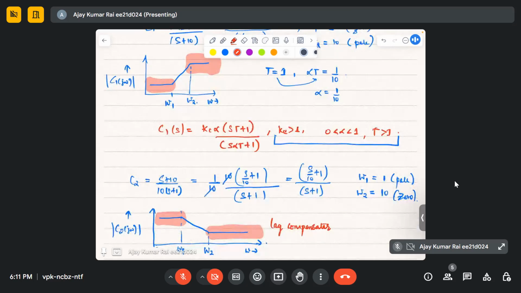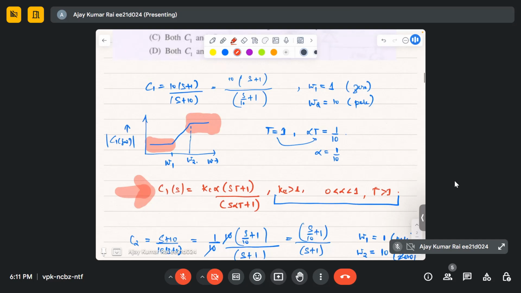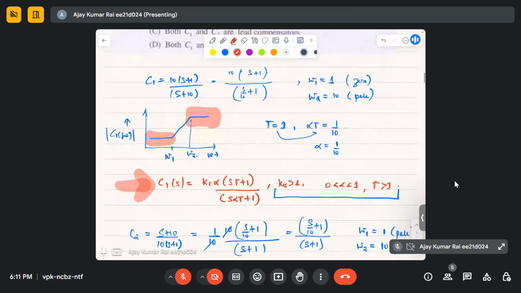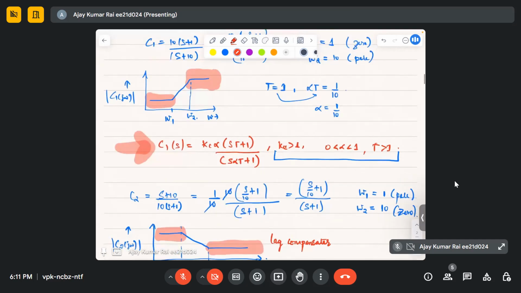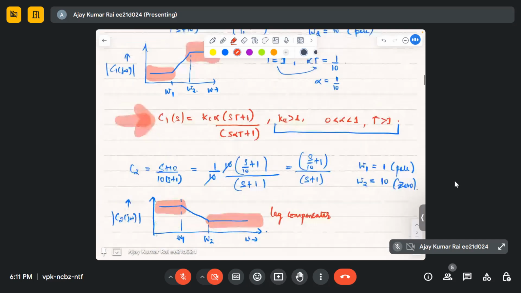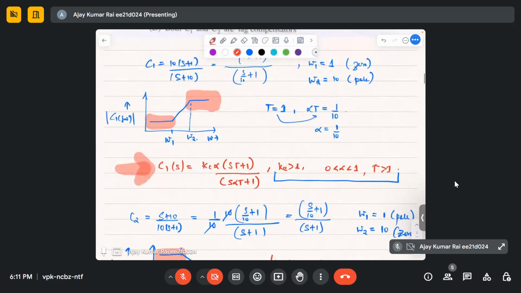You know the transfer function. So this is the generic transfer function, right? You know the variations of each parameter. Kc should be greater than 1, alpha is between 0 and 1, and t is greater than 1, right? So based on that, you just equate your transfer function with the generic transfer function. So what we found out, okay? Here we have found out this.